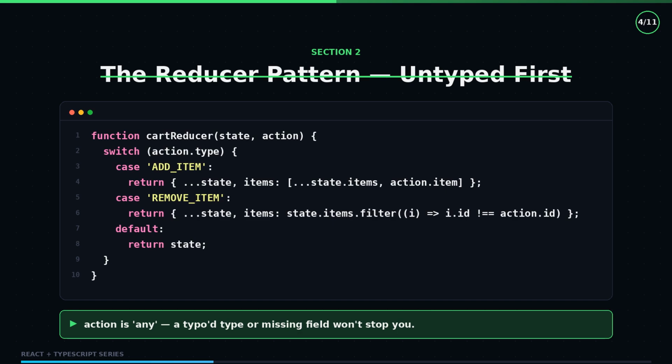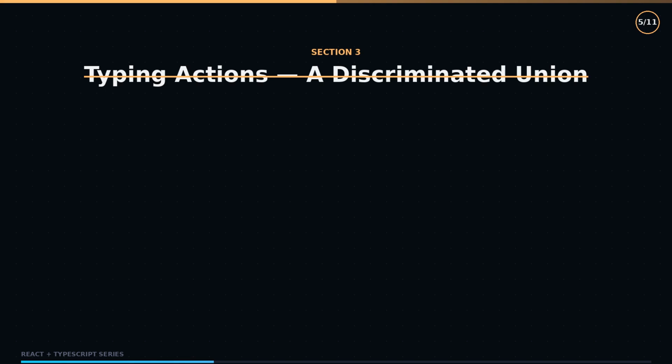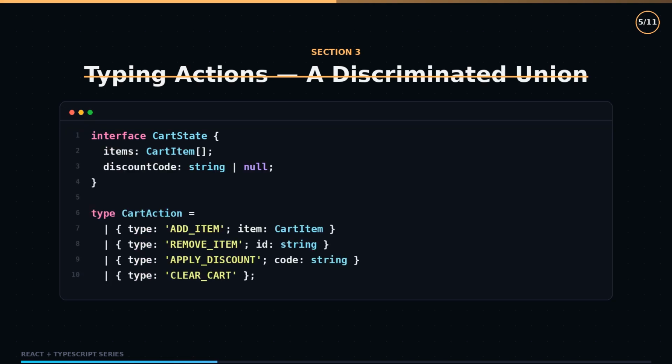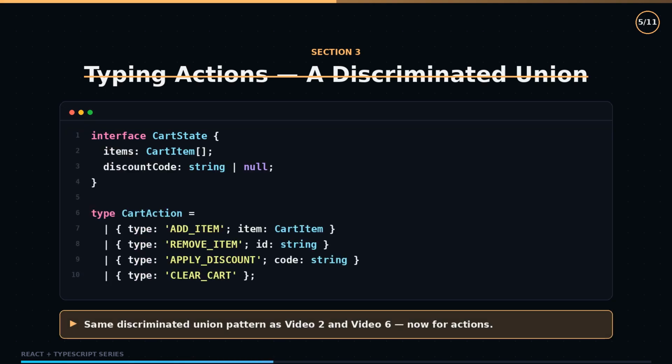2. The reducer pattern, untyped first. Show the plain JS version, so the payoff of typing lands harder. function cartReducer(state, action), switch (action.type), return {...state, items: [...state.items, action.item]}. Remove item: return {...state, items: state.items.filter(...action.id)}. Default: return state. All 4 pieces of state now live together, updated through one single dispatch function, but right now action is typed as any. Dispatch an action with a typoed type, or a missing field, and nothing stops you.